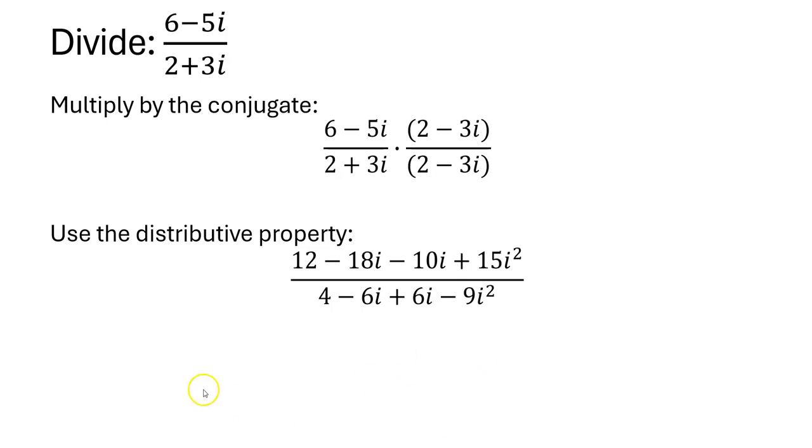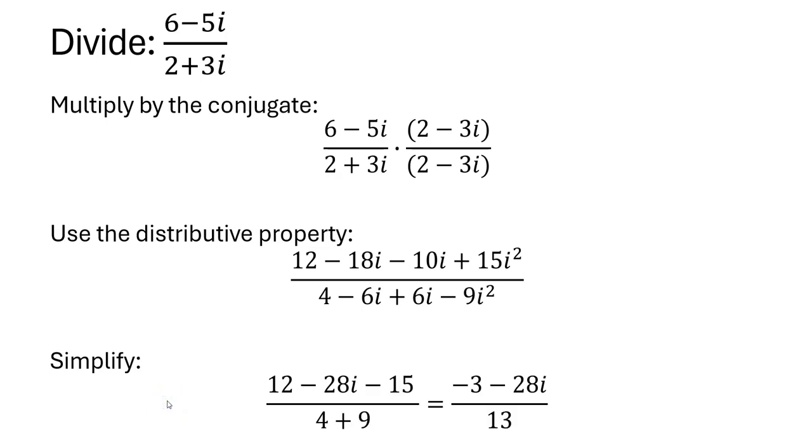So when we simplify, we end up in the numerator with 12 minus 28i, and then that 15i squared becomes negative 15. Simplifying the numerator, we end up with negative 3, because 12 minus 15 gives us that negative 3, minus 28i. And in the denominator, our 6i's cancel out, and then that negative 9i squared becomes a positive 9, and again, our denominator is 13. So when you divide 6 minus 5i by 2 plus 3i, we end up with negative 3 minus 28i all over 13.